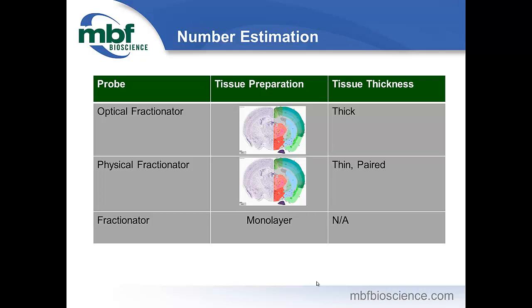An example of where you might need this is if you're working at the electron microscopy level, where you can't get thick sections. Right. So if you're counting synapses, you might prefer to actually use the physical fractionator. Pairs of thin sections.